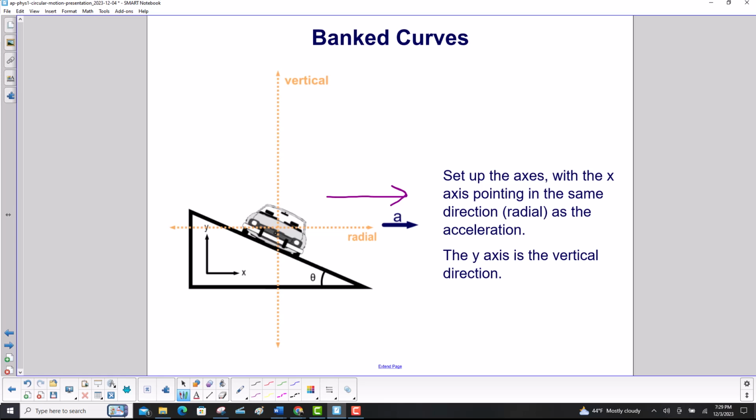And perhaps you remember from dynamics, when we had objects sliding down, we rotated the coordinate system, but that's because the acceleration was in the down direction along the incline. This time we don't have that case, so we don't have to rotate our coordinate system.